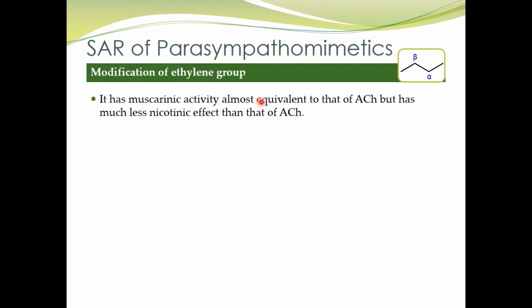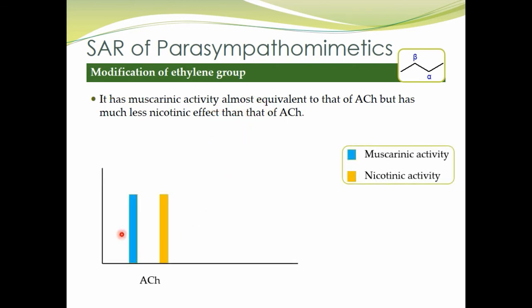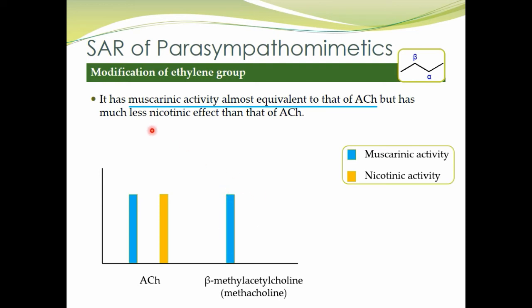So, we will understand this sentence again by this graph. Acetylcholine has similar activity at both the receptors, while beta-methyl acetylcholine, methacholine, has muscarinic activity almost equivalent. So muscarinic activity is similar to that of acetylcholine, but much less nicotinic effect than acetylcholine. So the nicotinic effect is very little, and this compound becomes a muscarinic selective agonist.